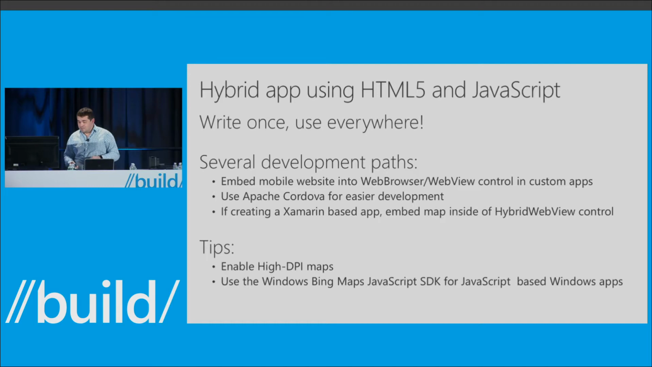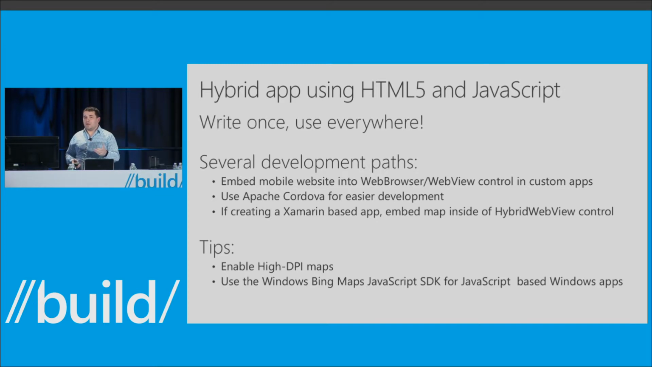A couple tips when you do use the HTML5 JavaScript controls for Bing Maps, especially when you're targeting cross-platform, is to enable high DPI functionality inside the map. So there's a one-line piece of code where you say use the high DPI maps. That way, when you're using a mobile screen which has high pixel density, you get the higher quality maps that have bigger labels, so they're easier to read. Otherwise, you end up with the small labels and you can't really see them that well.